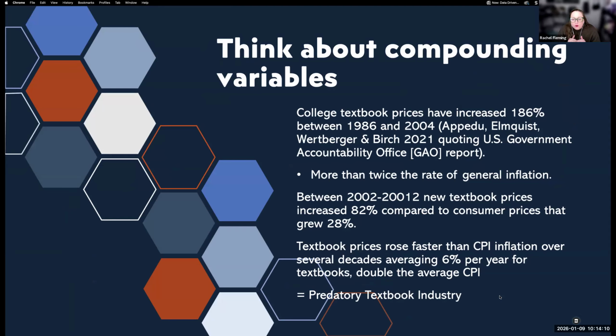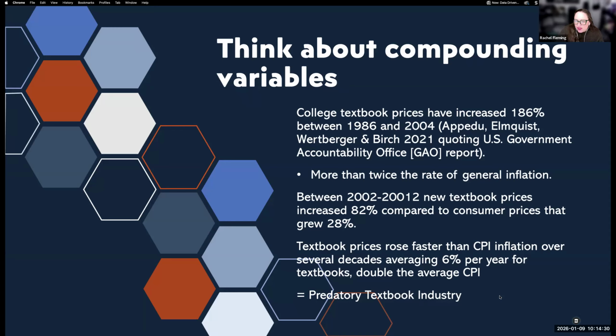Now, these are all old data. This is all data that's almost 20 years old. And I want you to think about how much inflation has increased in the last 5 to 10 years. And this is before that. So college textbook prices increased 186% between 1986 and 2004. And that was double the rate of inflation.